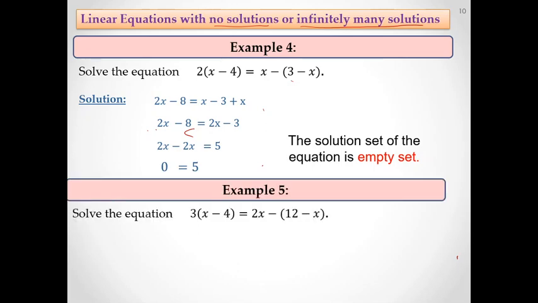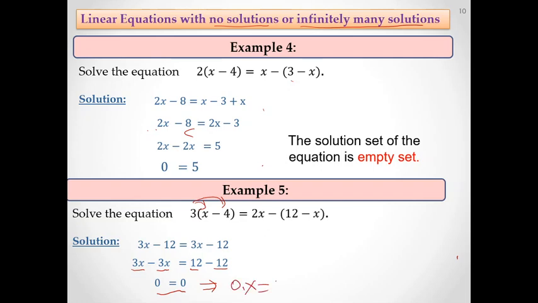And we have another example. In this example, when we try to solve it, we have another surprising result. We got 3x minus 3x is equal to 12 minus 12, which gives you 0 equal to 0. So this means that 0 times x is equal to 0. So which values of x make this true?